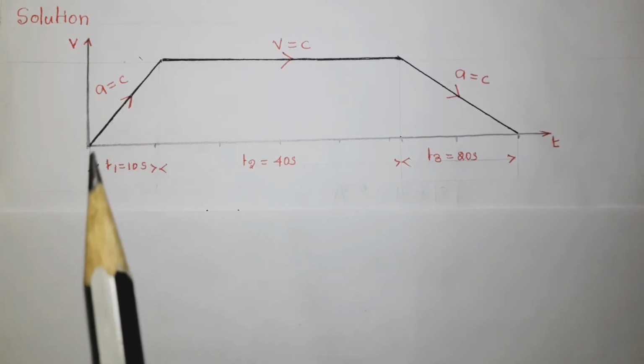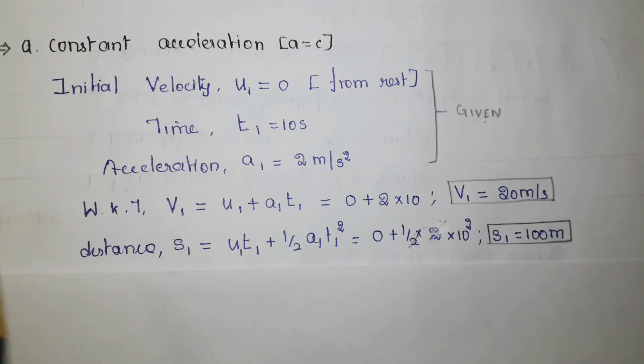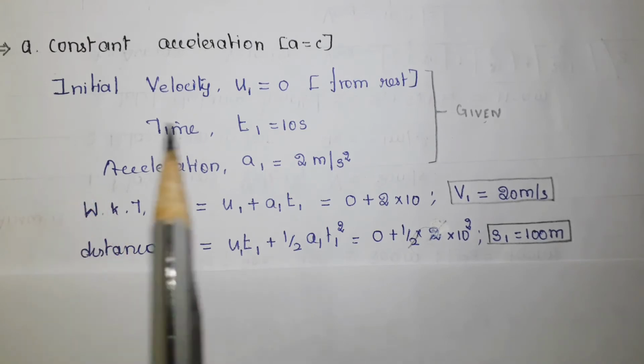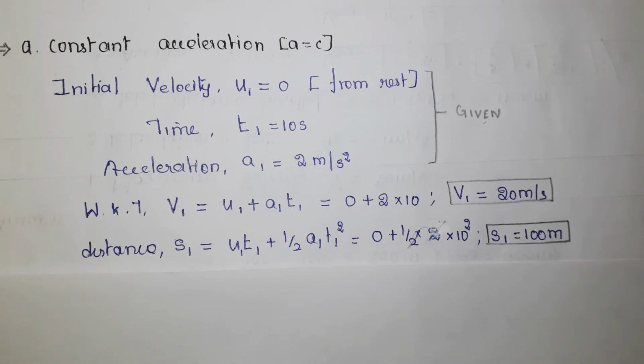Now let us first take the first motion, constant acceleration. The train starts from rest, and using constant accelerated motion, the velocity will be increased. Let me take for example a equal to 1 meter per second square. In that case, the velocity will be increased by 1 meter per second for every 1 second. If it is 0 at the start, then after 1 second, velocity will be 1 meter per second. After 2 seconds, velocity will be 2 meter per second. So this is the way of incrementing the velocity with the help of constant acceleration.